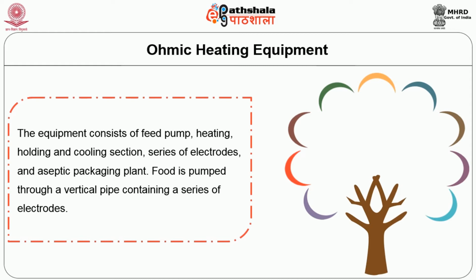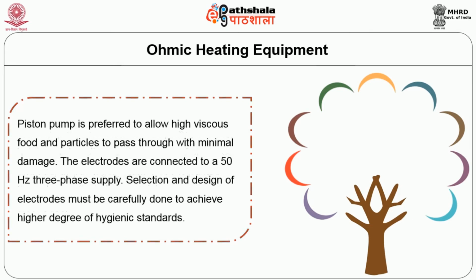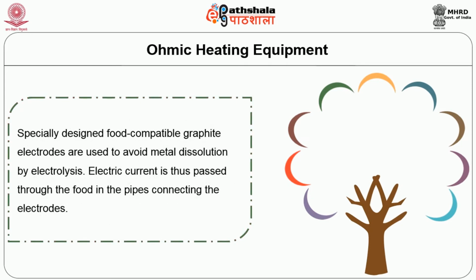plant. Food is pumped through a vertical pipe containing a series of electrodes. Piston pump is preferred to allow high viscous food and particles to pass through with minimal damage. The electrodes are connected to 50 Hz 3-phase supply. Selection and design of electrodes must be carefully done to achieve higher degree of hygienic standards. Specially designed food compatible graphite electrodes are used to avoid metal dissolution by electrolysis. Electric current is then passed through the food in the pipe connecting the electrodes.